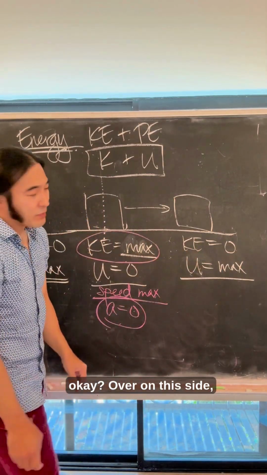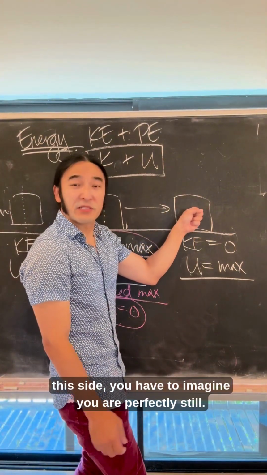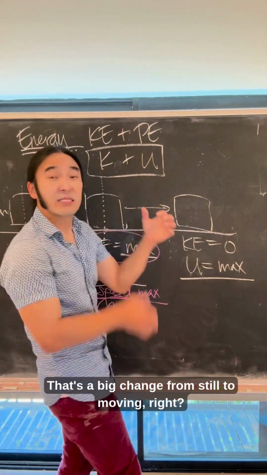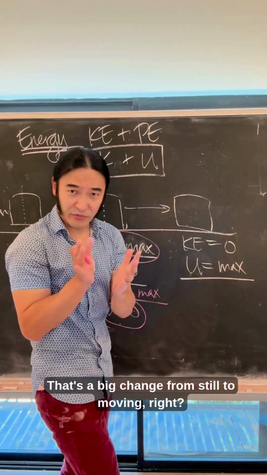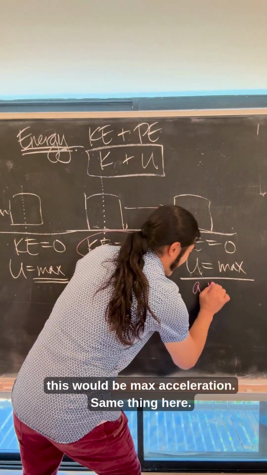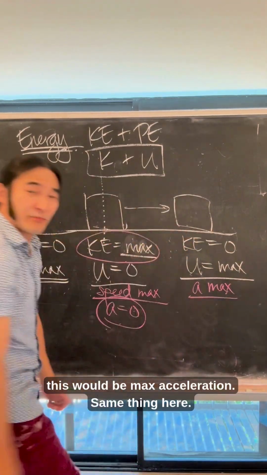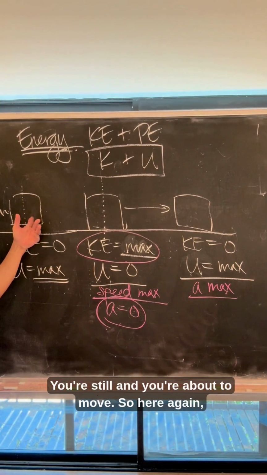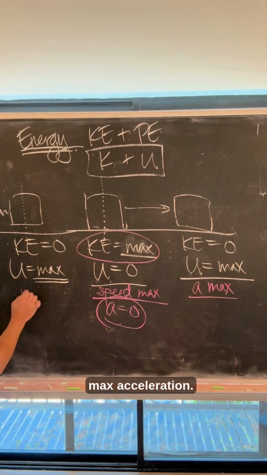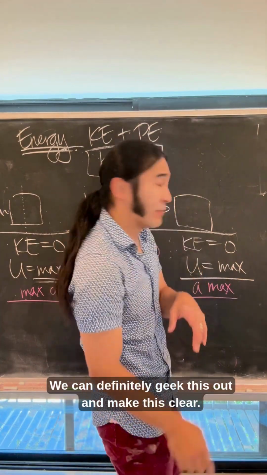Over on this end you have to imagine you are perfectly still. Now we're going to make you move. That's a big change from still to moving, right? So I think intuitively, this would be max acceleration. Same thing here. You're still and you're about to move. So here again, max acceleration. We could definitely geek this out and make this clear.